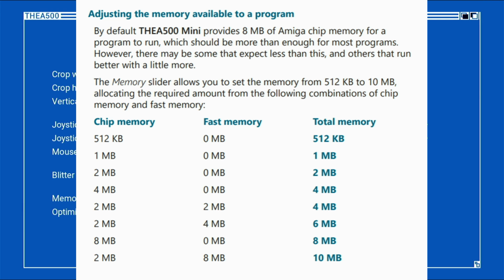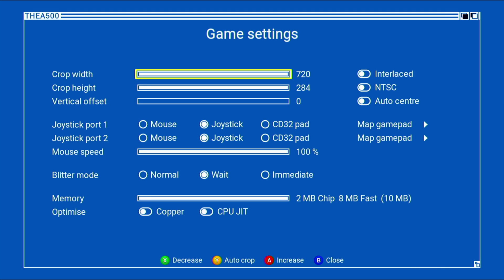Adjusting the actual memory available in a program. Now you can see the memory, you can press X to decrease it or A to increase it. Most things should probably work fine on the high setting, but some games may need a little less memory to be able to run properly. It's worth maybe messing about with that.